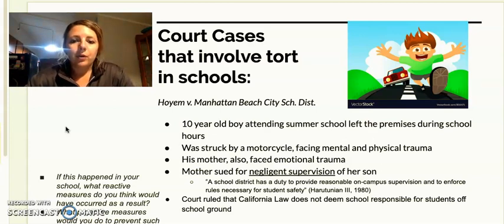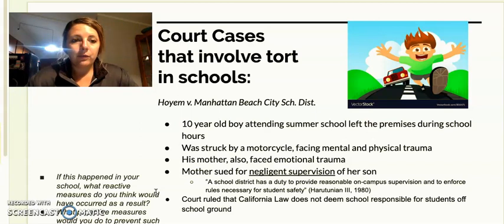And the court ruled that under California law, the school is not responsible for any student or accident that happens off school grounds. They were negligent in the fact that the student left and was not being supervised when he should have been. But this court case was a breakthrough for negligence regarding the way the California law was worded. It says a school district has a duty to provide reasonable on-campus supervision and to enforce rules necessary for student safety. Using the reasonable on-campus supervision, they thought that the boy was sneaking out, which he was, that the teachers should have had eyes on him at all times.